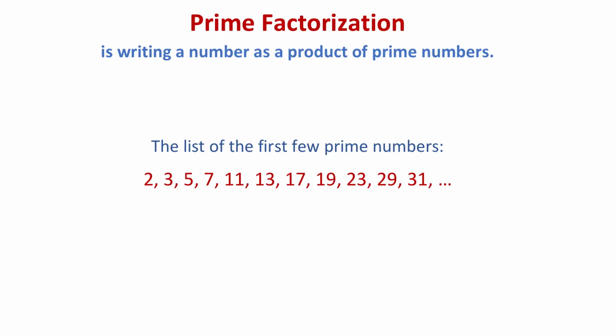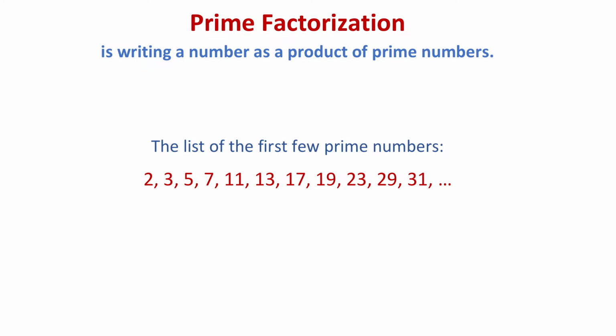In this video, we will see how to write the prime factorization of a number. Prime factorization is writing a number as a product of prime numbers. To write the prime factorization of a number, we will need the list of the first few prime numbers. They are 2, 3, 5, 7, 11, 13, 17, 19, 23, 29, 31, and so on. Each of these numbers is divisible only by 1 and itself.